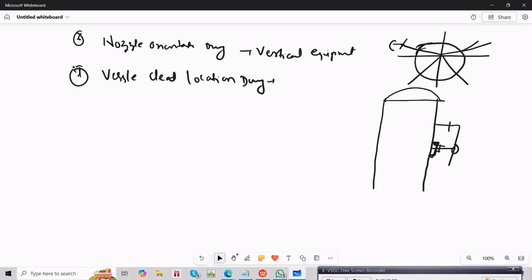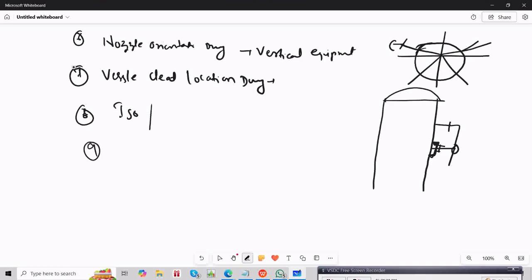Now the eighth point is called simply the isometric. You have to generate isometrics for each and every line in the unit area, and because of that only they are going to create the fabrication. They are going to do the fabrication as per the isometric.